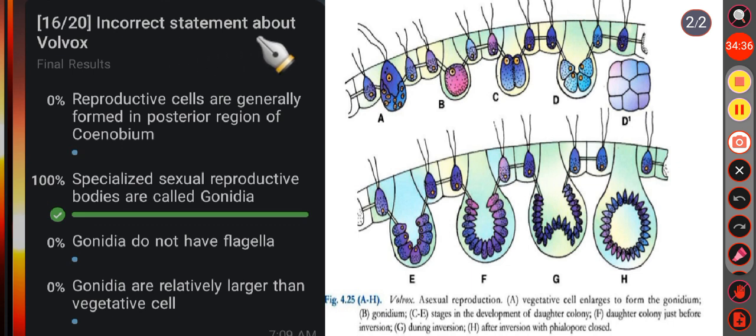Incorrect statement about Volvox. Option A, reproductive cells are generally formed in posterior region of the coenobium. Yes, it is a correct statement.